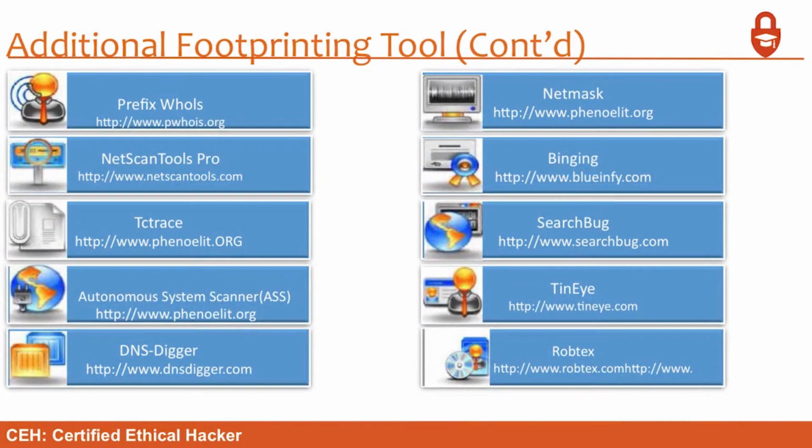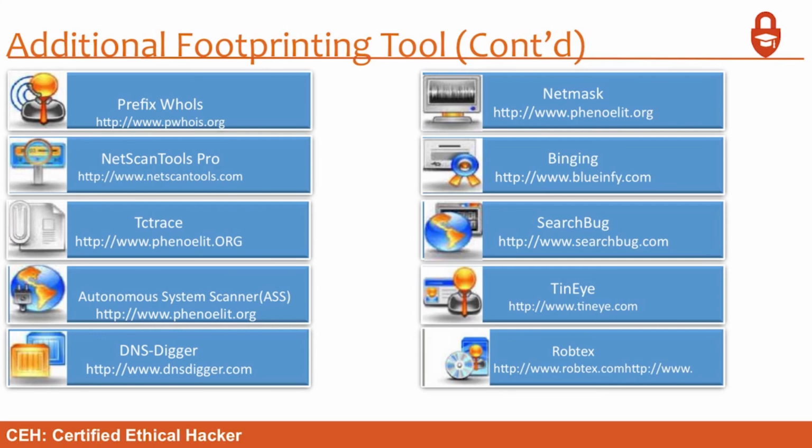And then additional fingerprinting tools. Here's another list for you. Robtex. Robtex is a good one. DNS Digger is a good one. The Autonomous System Scanner, I don't use that one. But Robtex is a great one. You need to learn how to use it. It's kind of tricky. The menus are really small, so just pay attention when you're in there.